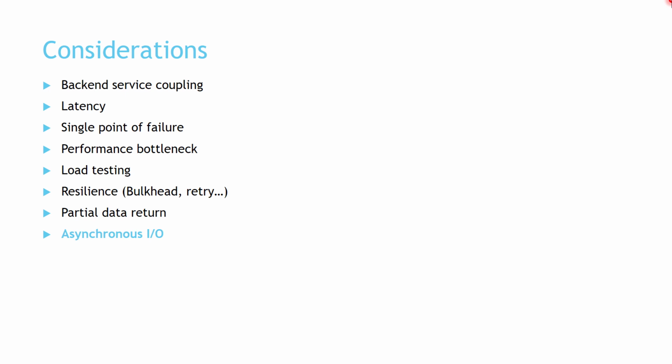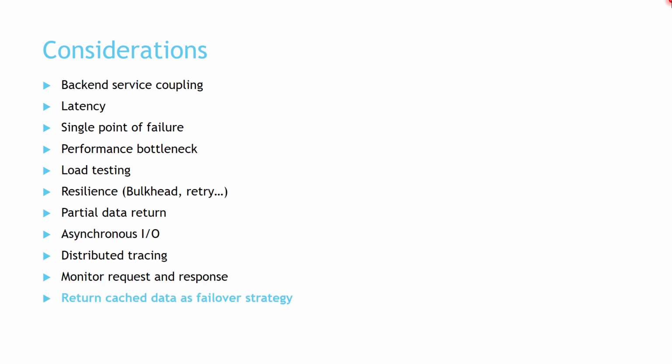Also make sure to use asynchronous I/O. This is to ensure that any delays in the backend services are not going to affect the gateway. Make sure you are using distributed tracing with correlation IDs. Monitor requests and responses between the client and the gateway, between the gateway and the backend services, and all the way back. Also consider returning cached data as a failover strategy.